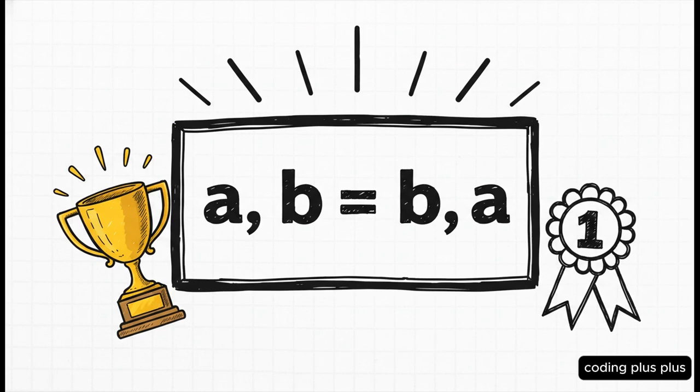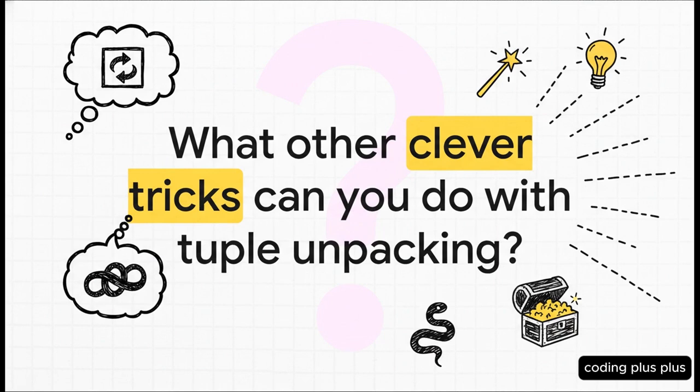So if you only take one thing away from this, let it be this. When you need to swap two variables in Python, you should always use this simple, powerful one-line command. And that's a wrap on swapping variables. You know, the secret behind this elegant one-liner is a feature called tuple unpacking. It's a great example of how Python really cares about simplicity, which leaves us with a final thought. What other clever tricks can you pull off with this powerful feature?